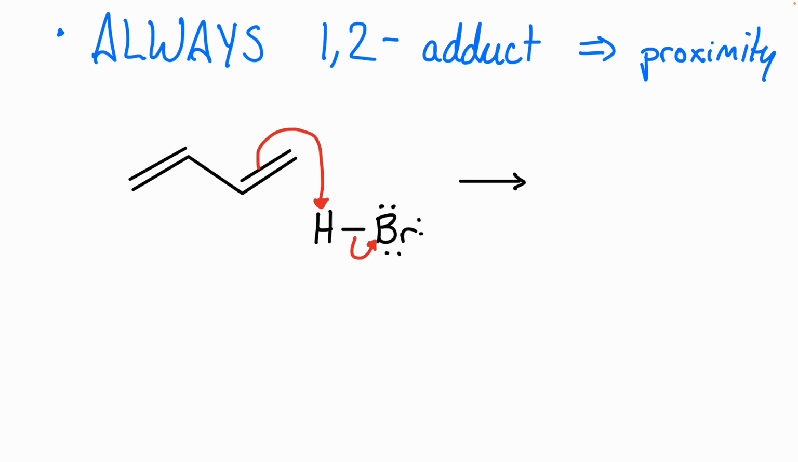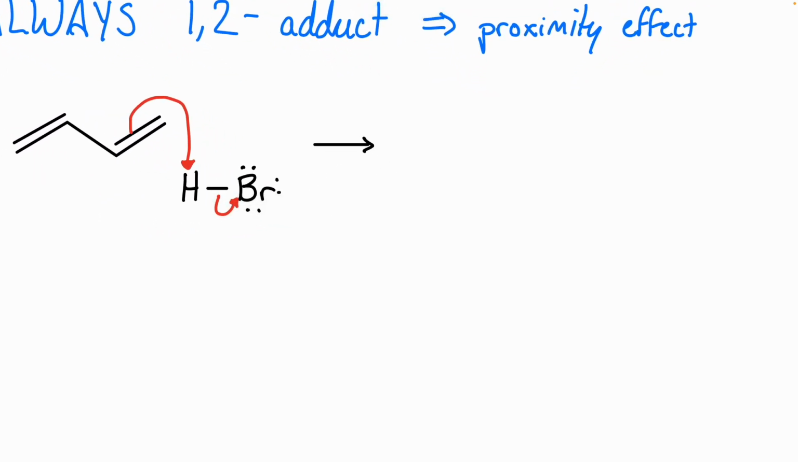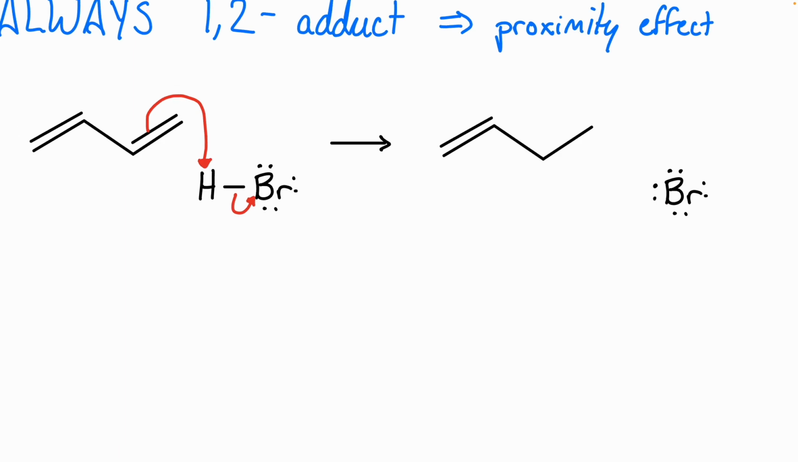All right, and this first step here helps explain this proximity effect. So how is that? Well, let me draw my intermediate correctly. Now that hydrogen is no longer there, it's now attached over here. Remember that carbocation is going to form always in that allylic position. Okay, well, the bromide ion that forms is right next to that carbocation, right?